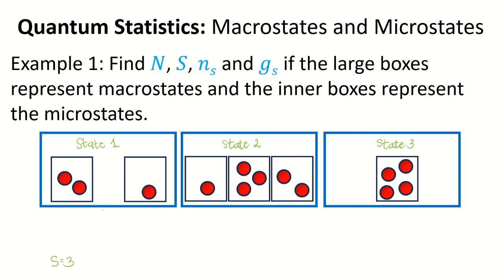Now for microstates, we can write G sub 1 for state 1, G sub 2 for state 2, and G sub 3 for state 3. What we need to do is to count how many smaller boxes are there in each of the macrostates. So for state 1, we have 2 smaller boxes, which means we have 2 microstates. For state 2, we have 3 smaller boxes, so we have 3 microstates. And for state 3, we have 1 small box, so G sub 3 is equivalent to 1.